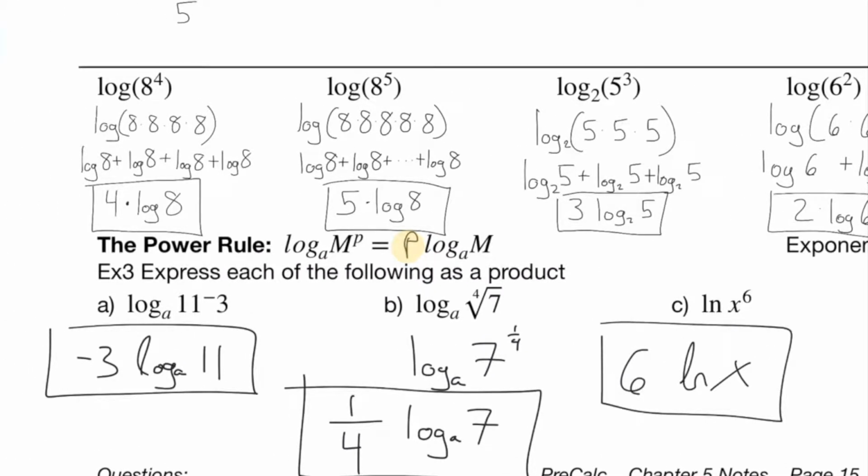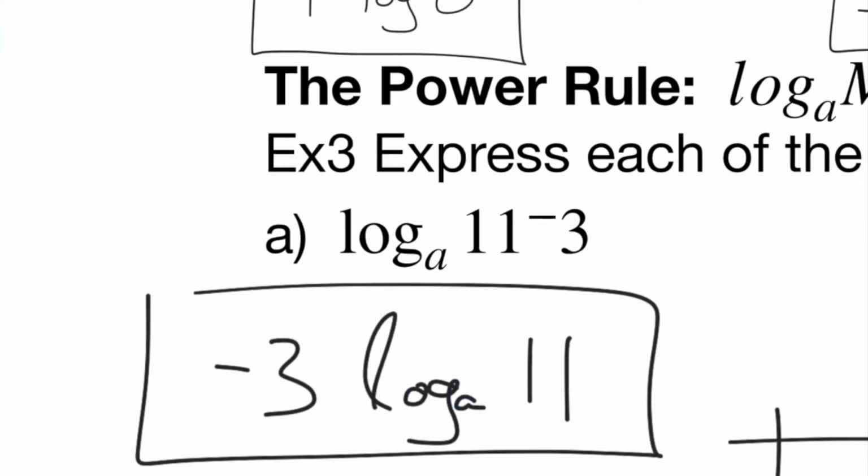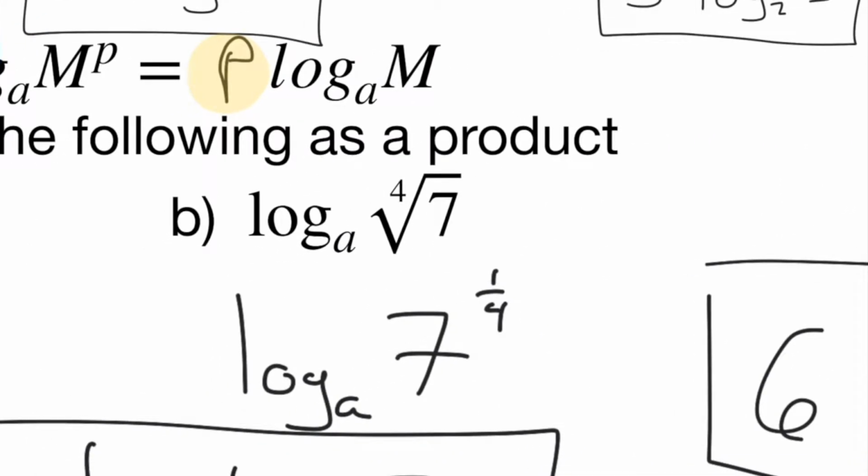So express each of the following as a product. If this is going to be log base a of 11 to the negative third, this negative third is meant to be an exponent. It should be an exponent. And then we've got negative 3 times log base a of 11. The exponent becomes multiplication. Here, the exponent becomes multiplication.